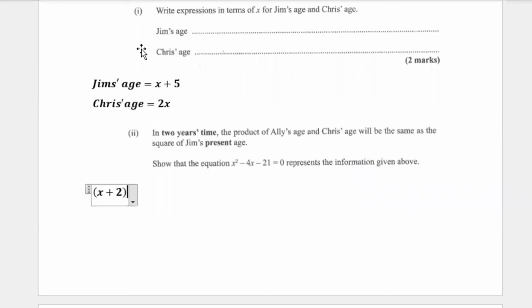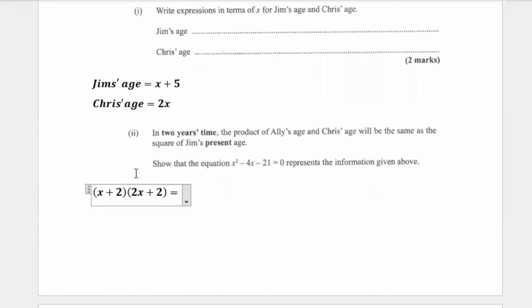So it says in 2 years, the product of Ali's age, which means that we're going to multiply. So I'm doing bracket times bracket. So in 2 years, the product of Ali's age and Chris's age. In 2 years' time, what would be Chris's age? Very good. 2x plus 2, because currently Chris's age is 2x, so in 2 years' time it would be 2x plus 2. So we've worked out this first part.